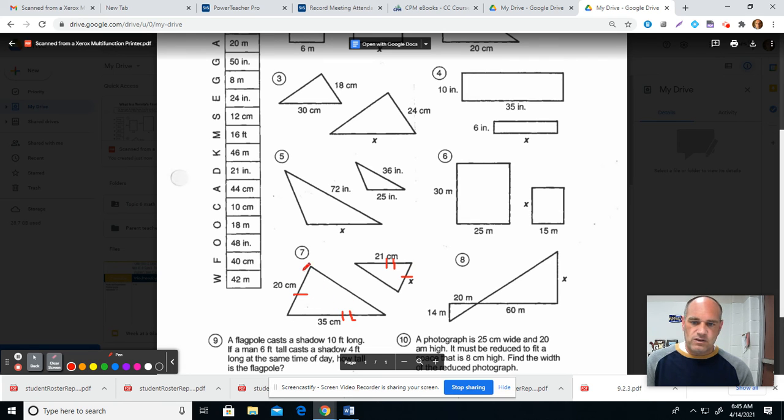So this side corresponds to this side corresponds to the bottom. So once again, when I set this up, I have 20 over 35. Remember the 20 corresponds to the X, so that's what goes on top. My 35 goes with the 21. So I've got my proportion set up. Now you can go through, do your cross multiplying, and go ahead and solve for the missing side.